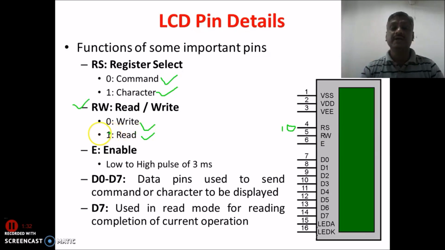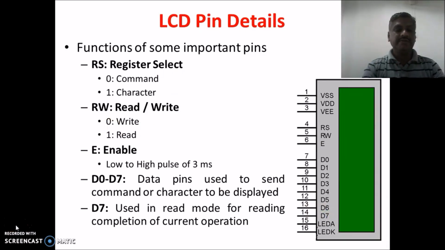Sometimes we read the busy signal of the LCD, and in that case we take its data from pin D7, which is the busy signal. Now here we have the important enable signal. It has to be initially low for a certain period and then it has to be high for a certain period. So we should have a low to high pulse.